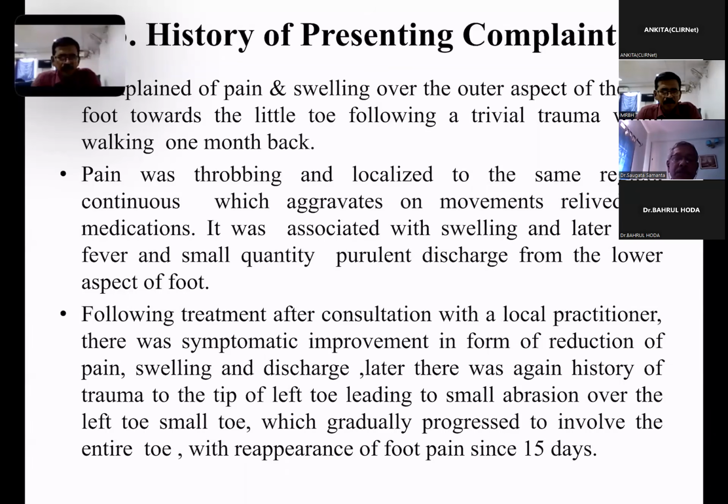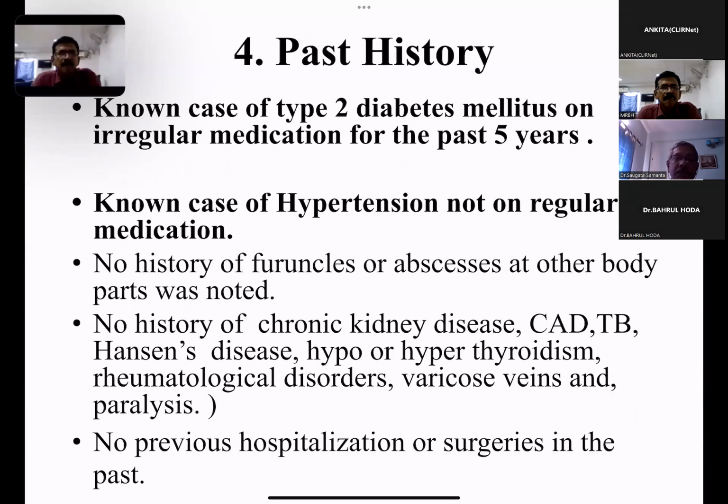Past history: patient is a known case of type 2 diabetes mellitus not on regular medication for the past 5 years. Is a known case of hypertension, not on regular medication. No history of furuncles or abscess at other body parts was noticed. No history of chronic kidney disease, coronary artery disease, tuberculosis, Hansen disease, hypo or hyperthyroidism, rheumatological disorders, varicose veins, and paralysis. And there's no previous history of hospitalization or surgery in the past.